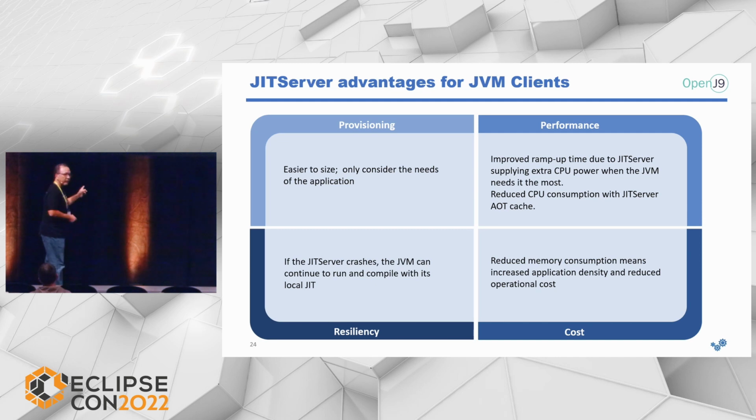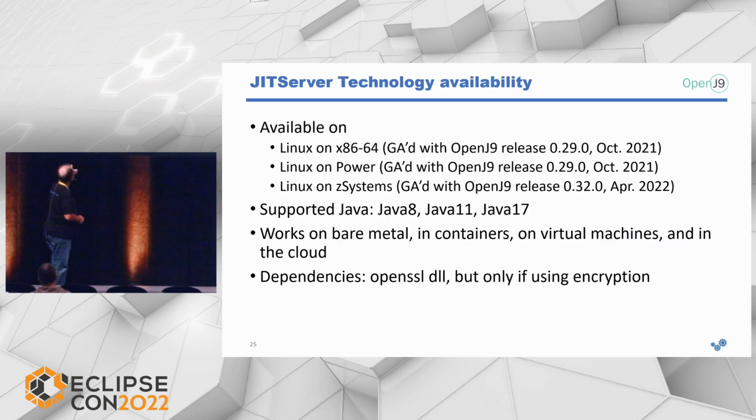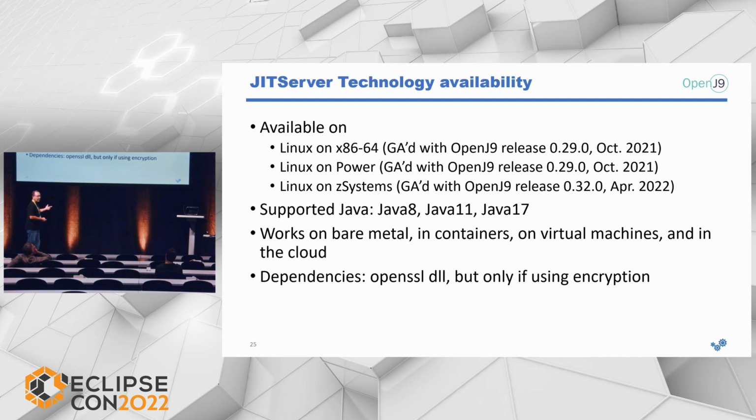And resiliency, we showed this earlier. If the compilers are unavailable, they could become unreachable, we have our own local JIT in the JVM still. And it's available on these architectures. It supports Java 8, 11, and 17, and it works wherever OpenJ9 works. In fact, the JITServer is basically another OpenJ9 JVM just running under a different persona. It does have a dependency on OpenSSL, only for encryption, which I think you'll talk about here in a minute.